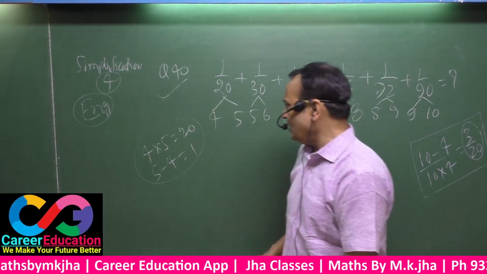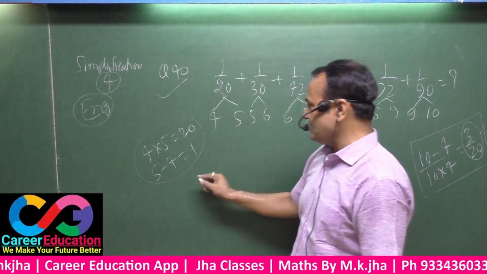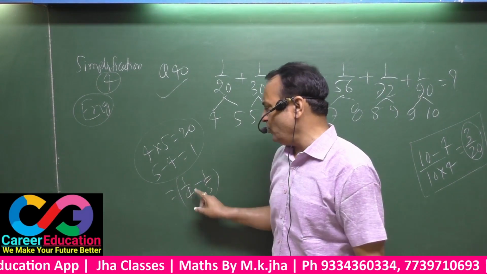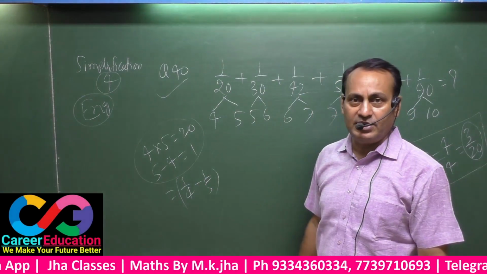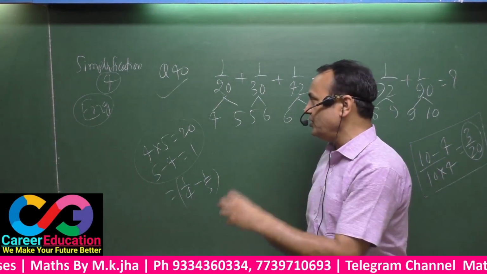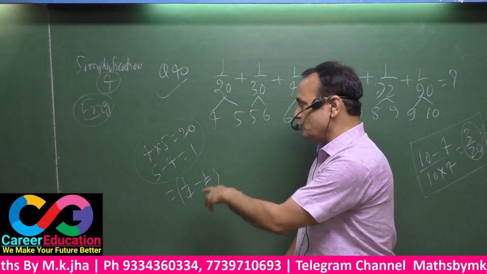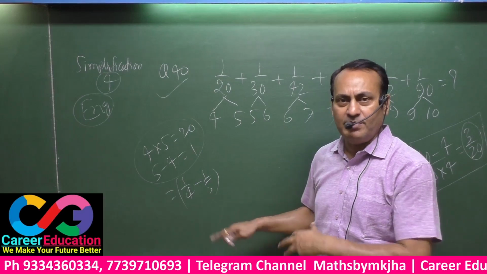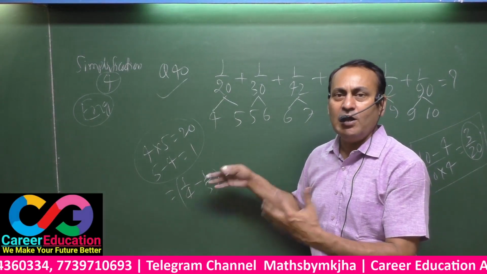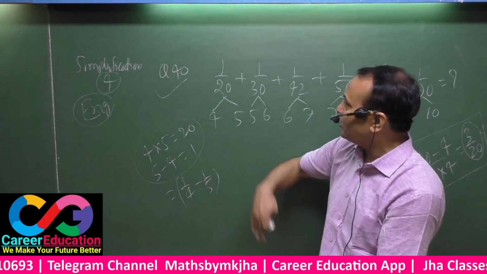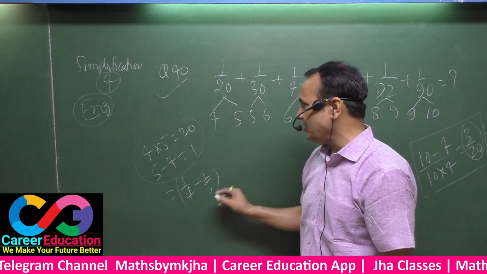Now I am writing this as 1 by 4 minus 1 by 5. Calculate this. This is just equal to 1 by 20. That means I have spread 1 by 20 in expanded form: 1 by 4 minus 1 by 5. See here, you solve this. The LCM of 4 and 5 will be 20. This will be 5, this will be 4. 5 minus 4 is 1. 1 by 20 is the accurate value of this.